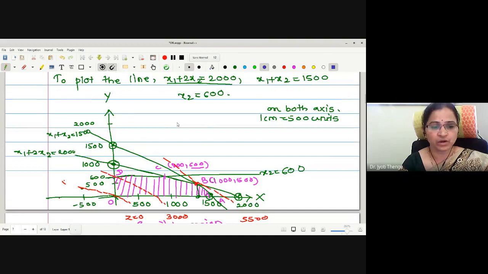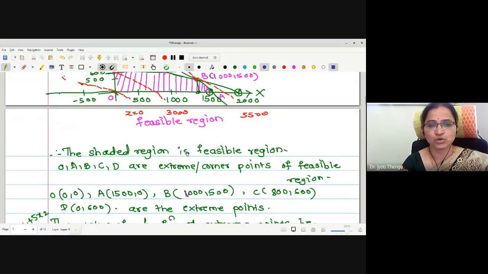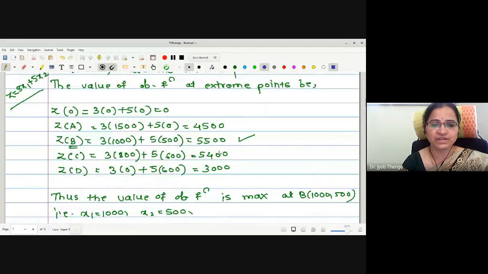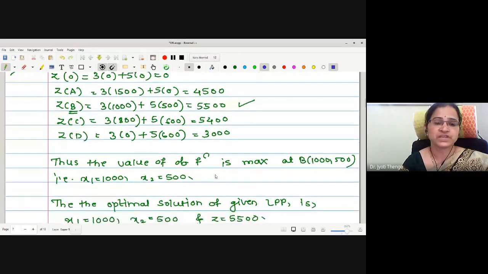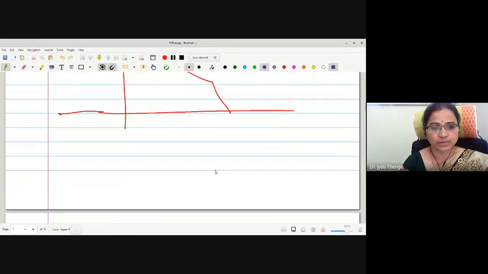Once we find the common region satisfied by all the inequalities, it is called the feasible region. We find the corner points of the feasible region and the value of the objective function at those points. Whichever value gives us the optimum, whether maximum or minimum depending upon your objective function, that point will be the optimal solution for the given linear programming problem.